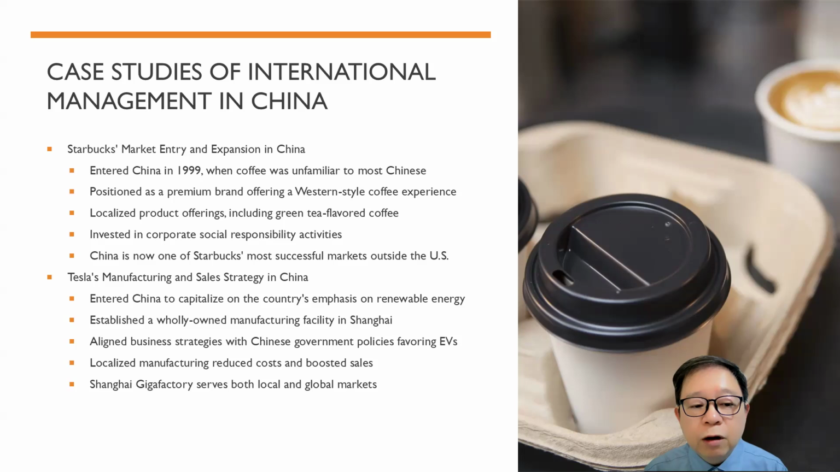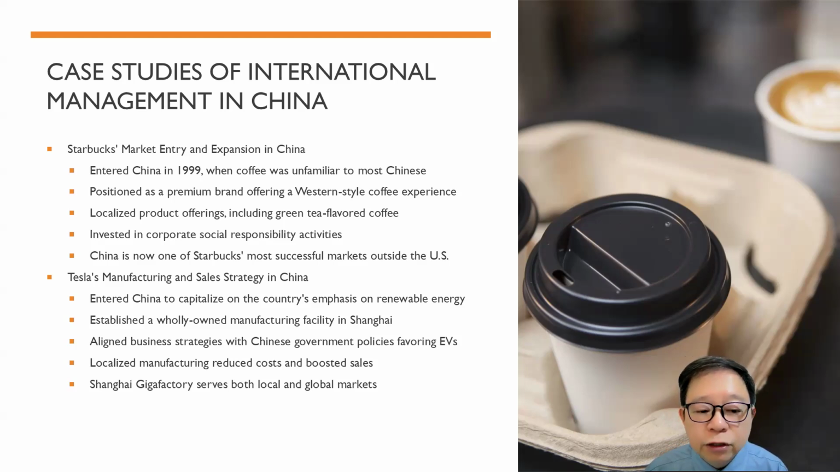They localized the product offering, so they also sell tea, green tea. It's called green tea flavor coffee, right? So that's kind of an innovation. Also, they invest in corporate social responsibility. They do a lot of donations, improving the social aspect. So now China is one of Starbucks' most successful markets outside the US. It's very successful. Another company that I want to share is Tesla.